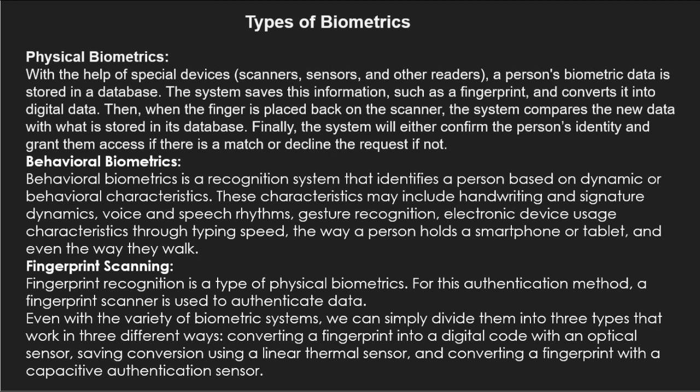Fingerprint scanning. Fingerprint recognition is a type of physical biometrics. For this authentication method, a fingerprint scanner is used to authenticate data. Even with a variety of biometric systems, we can simply divide them into three types that work in three different ways: converting a fingerprint into a digital code with an optical sensor, saving the conversion using a linear thermal sensor, and converting a fingerprint using capacitive authentication.